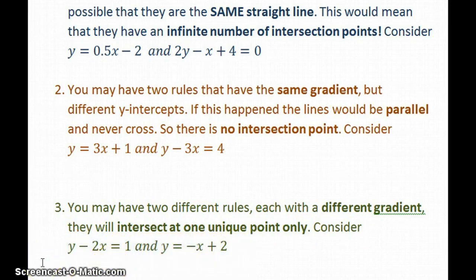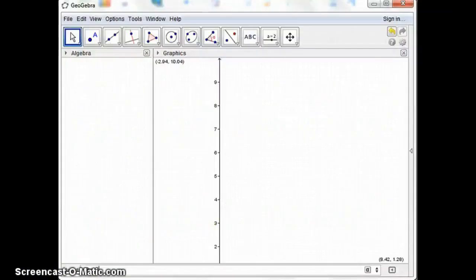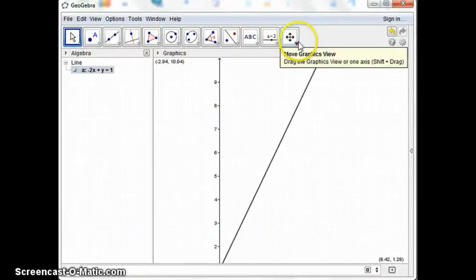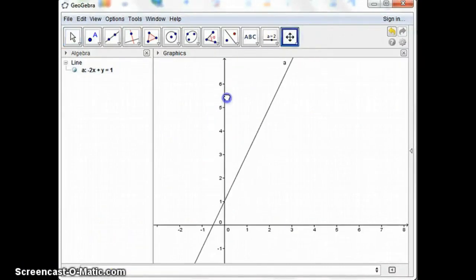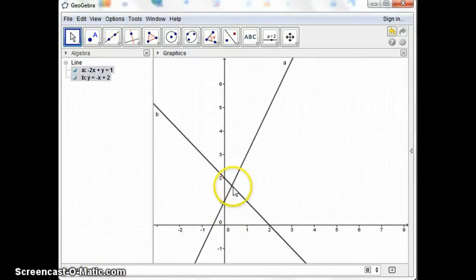Again, we'll use GeoGebra to check them out. So there's our first line, y minus 2x equals 1. There it is. I might just move these back down a bit so you can see the axes. There you go. And the second one is y equals negative 3x plus 2. Press enter, and there it is. There you see that one unique intersection point.